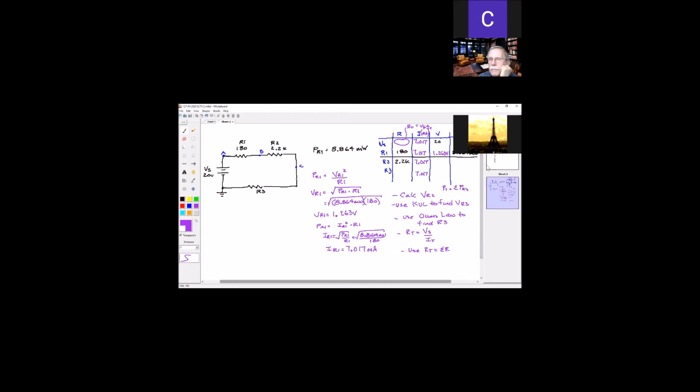What is VS exactly, like the S? Supply. Oh, supply, okay. Yeah, it's the supply voltage.